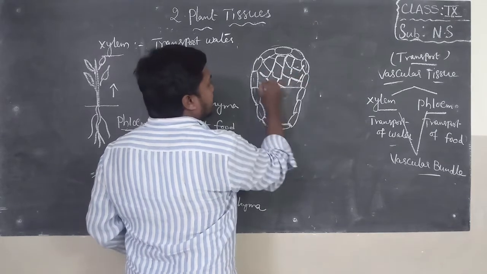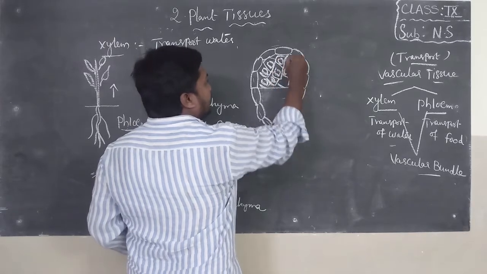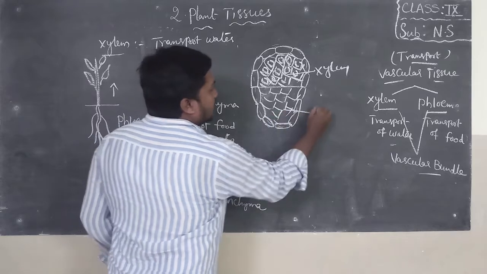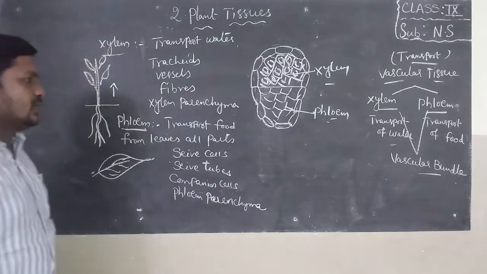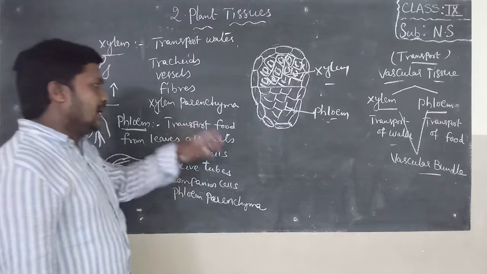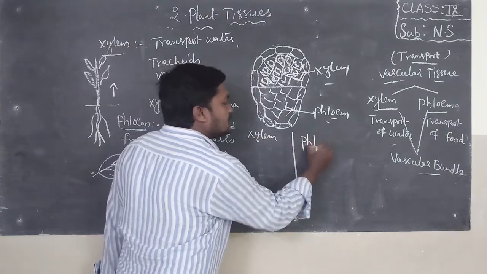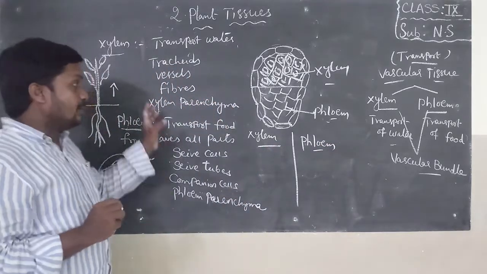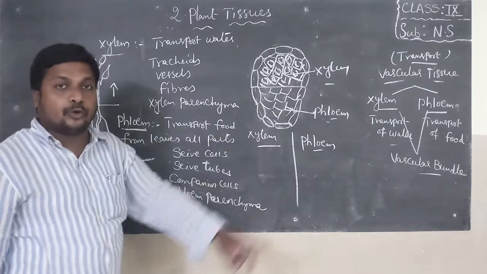See here, this is xylem. This is the phloem. Both xylem and phloem united together is called vascular bundle. So now I will explain the differences between xylem and phloem. Children, this is very important from the 10th class point of view also, about xylem and phloem.